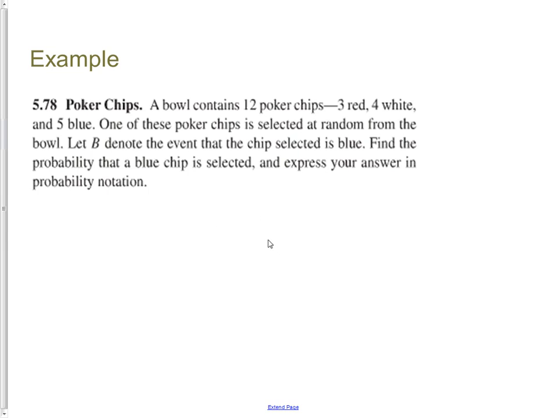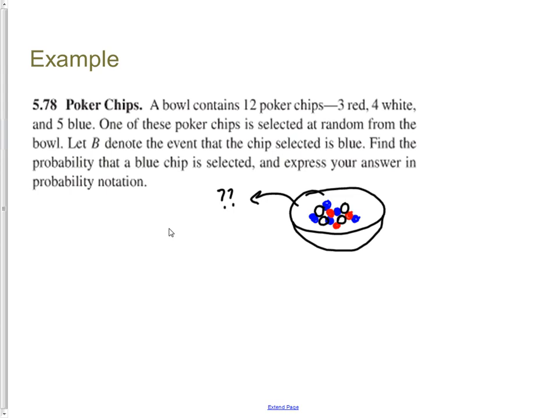Let's say a bowl contains 12 poker chips: 3 red, 4 white, and 5 blue. So we've got this bowl full of poker chips, and one of these poker chips is selected at random from the bowl. We're just going to pull one poker chip from the bowl at random. Let B denote the event that the chip selected is blue. So we want to find the probability that we select a blue chip.